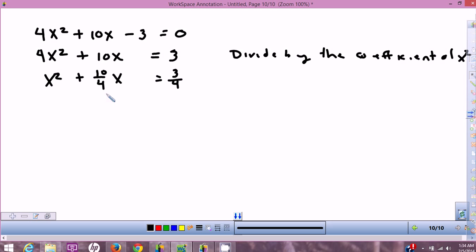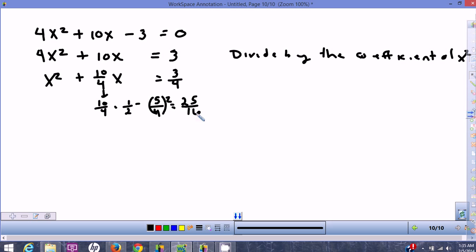So now we complete the square. Take the number in front of x, the coefficient of x, 10 over 4, your b value. Well, that's 5 over 4, 10 over 8, but I'm going to reduce it. 5 over 4, square it. When you square a fraction, you square the top number, you square the bottom number, 25 over 16. So that's what I'm going to add to both sides of my equation.